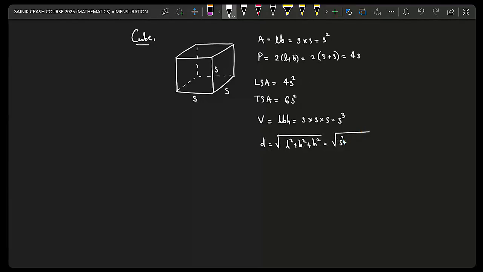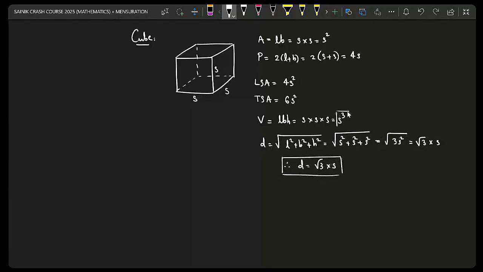So it's going to be S square plus S square plus S square. It's going to be square root of 3s square. Now simplifying this, you'll be getting root 3 times S. Okay, let me write root 3 into S. That means this is the relation you should remember. That is, diagonal of a cube is always root 3 times of the side.